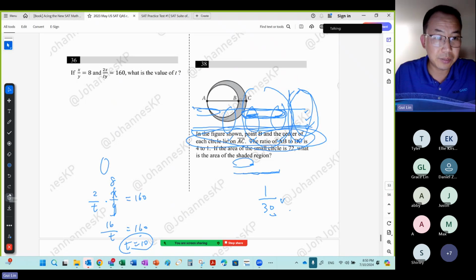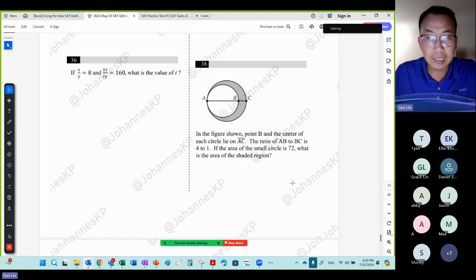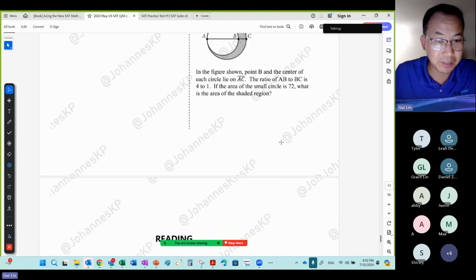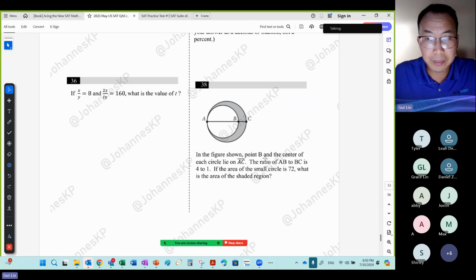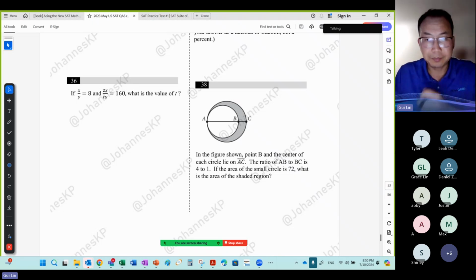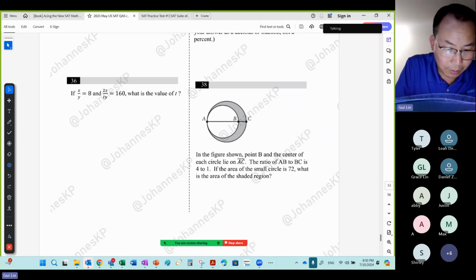All right, go to the last question. In the figure shown, point B, this is geometry, right? So finally we have one geometry question. I think this exam didn't cover much geometry. In the figure shown, point B is on the line AC. AC is a straight line. And the two circles have a common point A, right? And they have their centers both on this line.